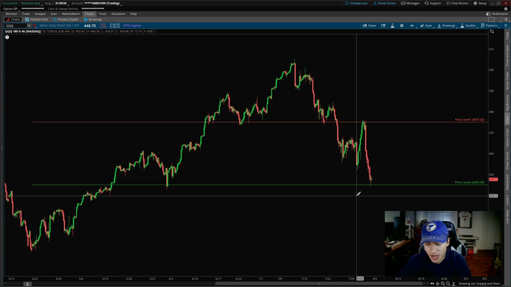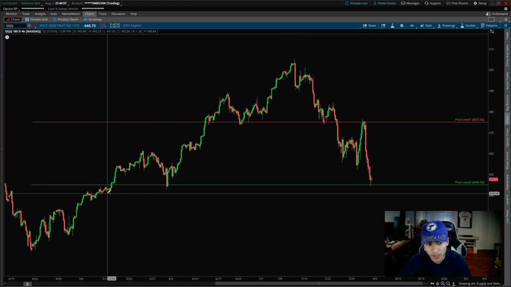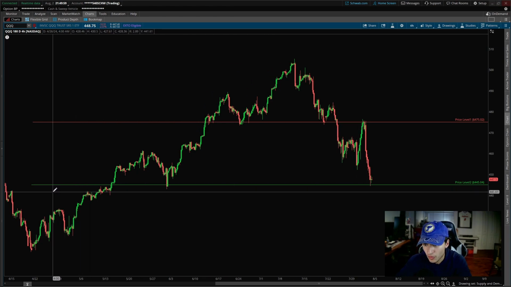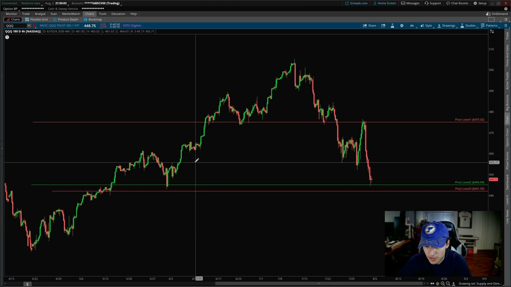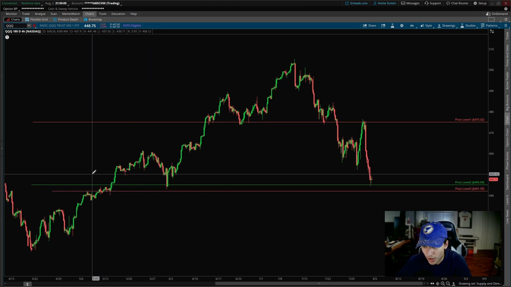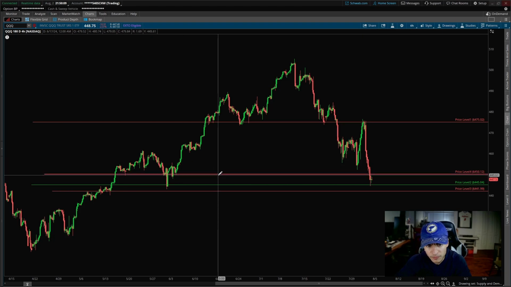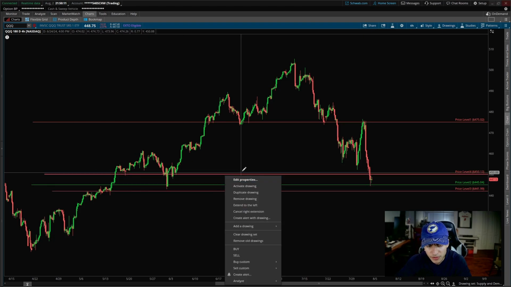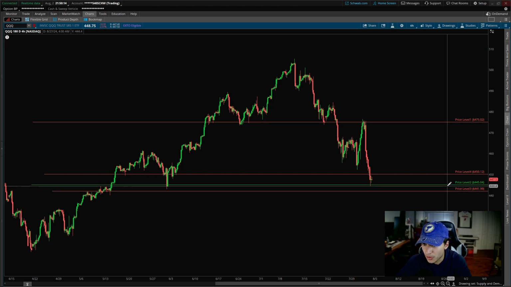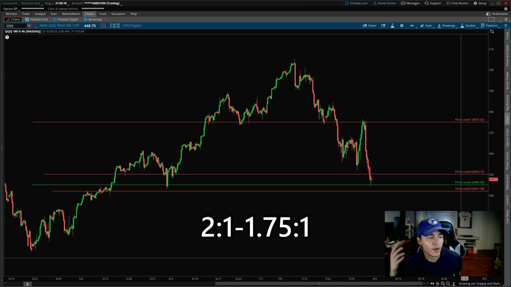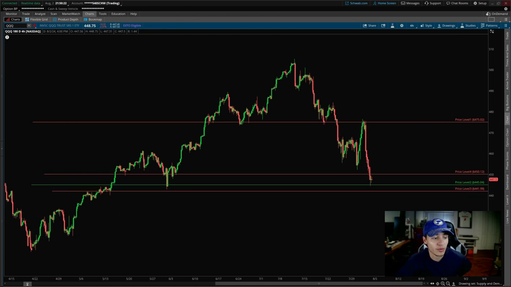So our stop loss would be around 442, and our take profit would be around 450. This would be our take profit, and our stop loss would be around here. That would give us about a 2-to-1, 1.75 to 1 risk to reward ratio.